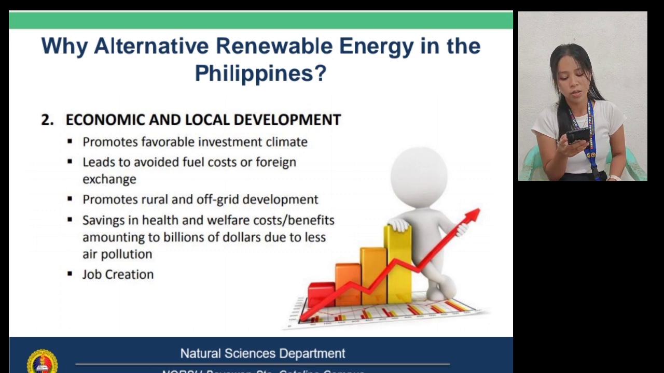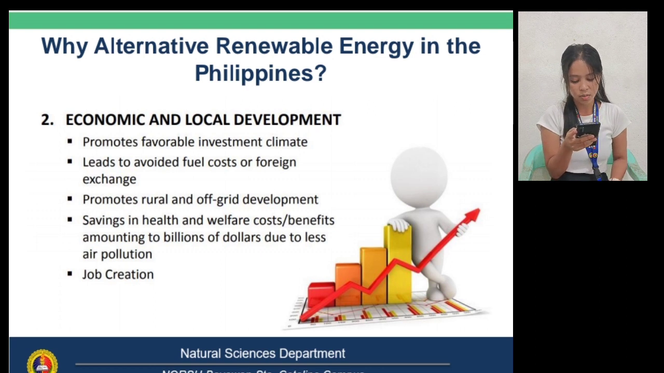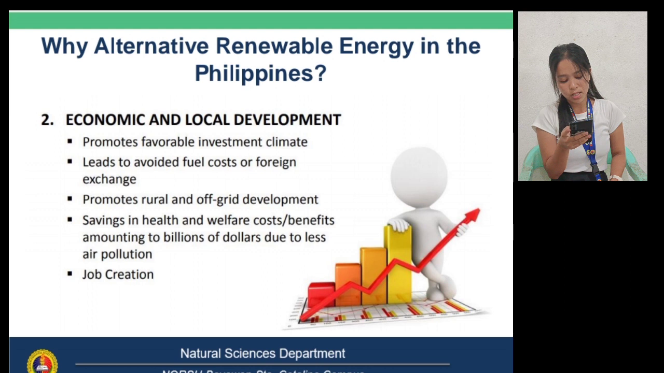Then last is job creation. Local economic development, or LED, is an approach towards economic development which encourages local people to work together to achieve sustainable economic growth and development, thereby bringing economic benefits and improved quality of life for all residents in a local municipal area.